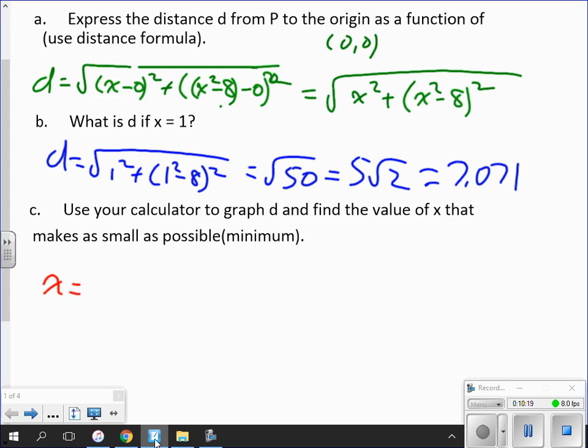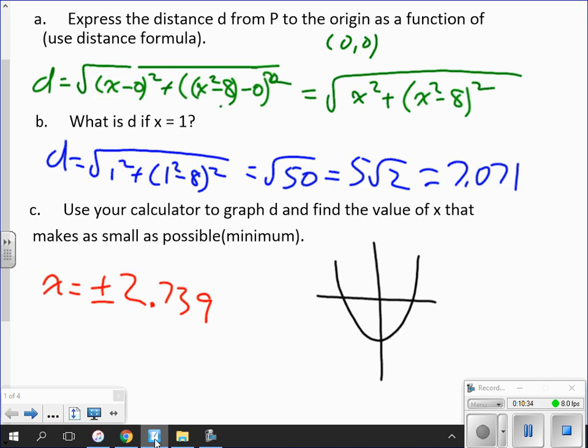We have x equals plus or minus 2.739. And here's what's going on. You need to understand this. I have x squared minus 8. Looks something like that. What they're saying is, I have the origin. I have some point over here. How far apart are they? Is that distance constant? No. As my x and y coordinate on that graph changes, the distance also changes. Where is that point the closest? That's what we're trying to figure out.